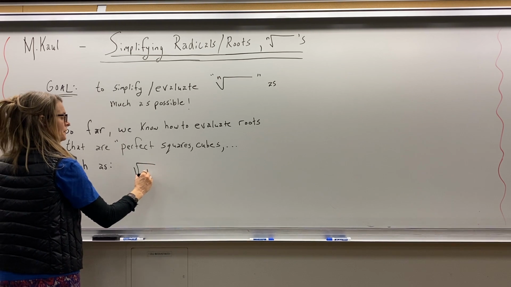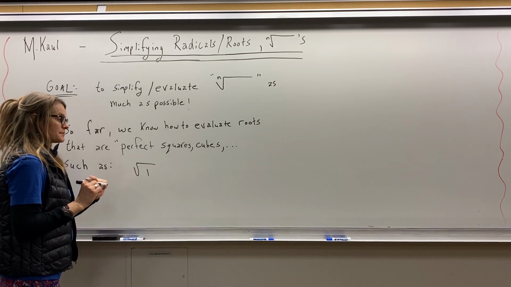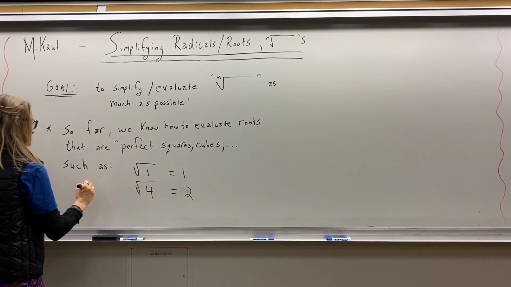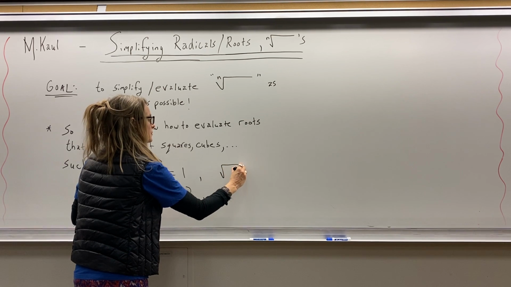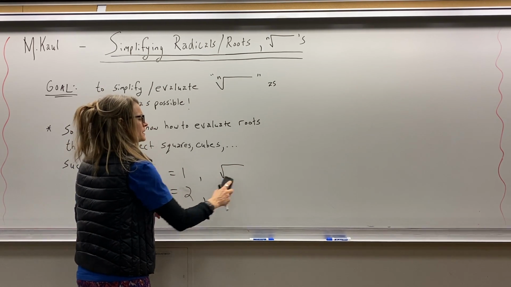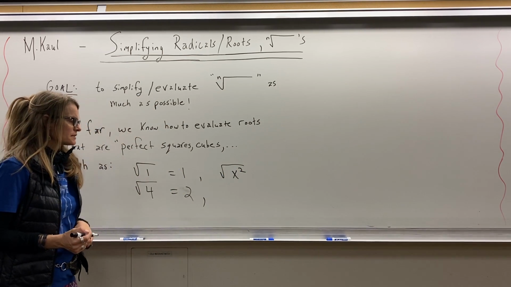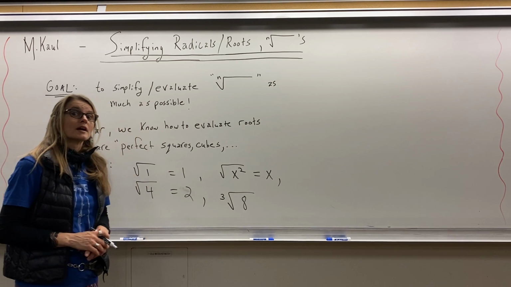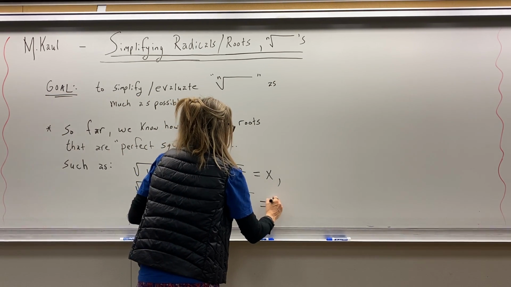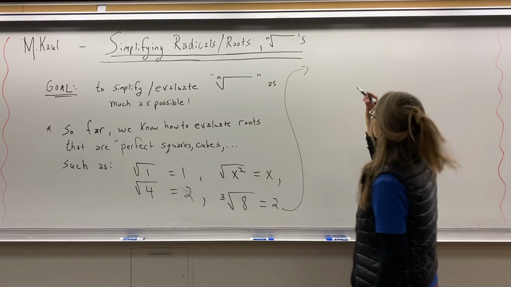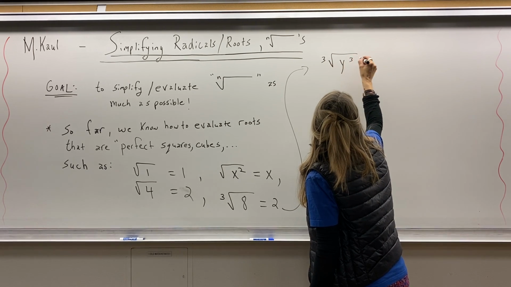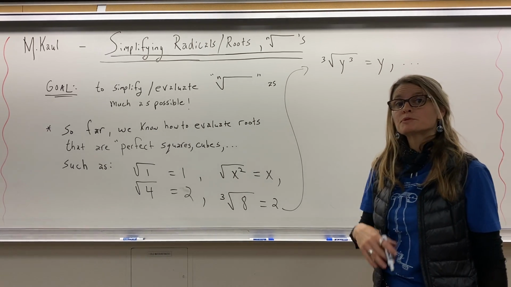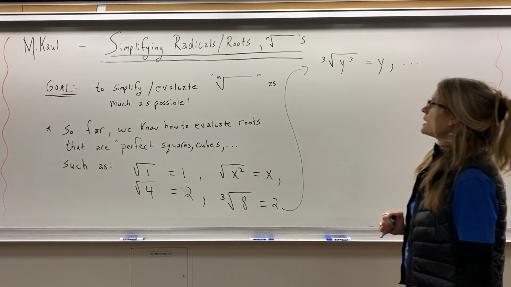Okay, we know how to take the square root of 1. What number multiplied by itself 2 times gives you 1? That's just 1. And you know how to do the square root of 4, which is not 4 but 2. We know how to do the square root of 9. We know how to do the square root of x squared. So what number multiplied by itself twice gives you x squared? That's just x. And we know how to take the cube root of a number like 8. What number multiplied by itself 3 times gives you 8? That is just 2. And onward, we know how to take the cube root of y cubed, which is y. And dot, dot, dot. So we know how to work with perfect squares, perfect cubes, perfect fourth roots, when this is a 4, etc.